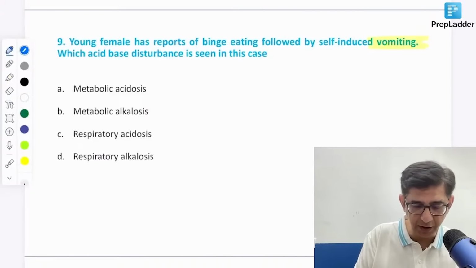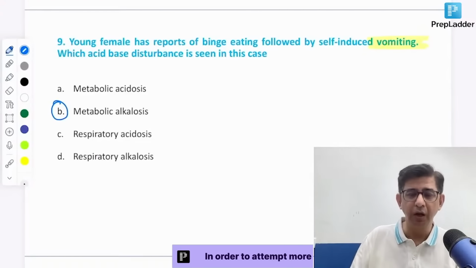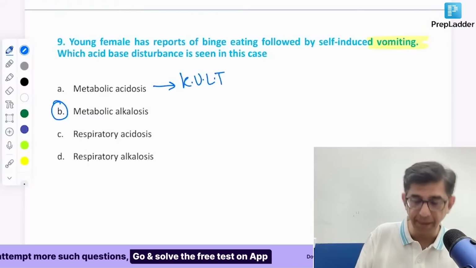Very good strike rate for this question is always seen: metabolic alkalosis. Whenever vomiting is written, say metabolic alkalosis. For metabolic acidosis, the causes are CULT.